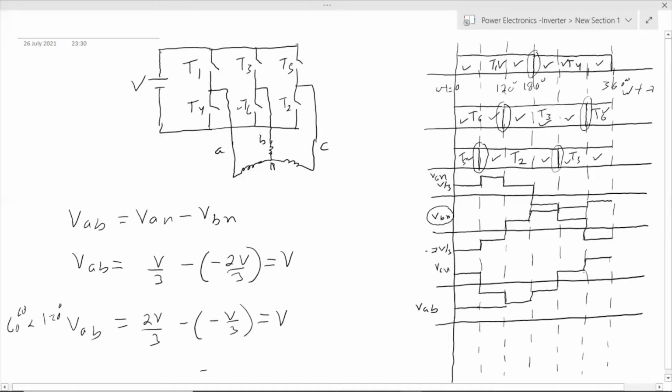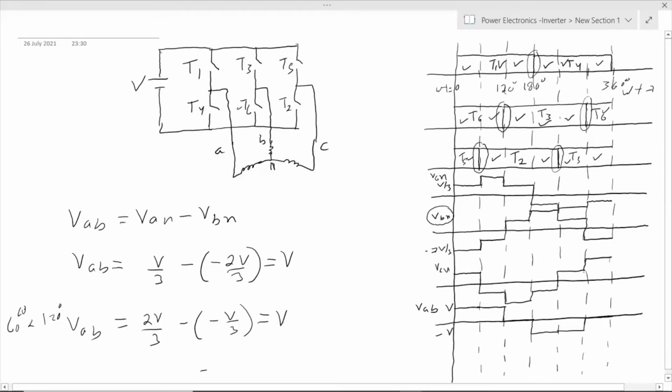Now from 120 degree to 180 degree, just see, VAN is V by 3 and VBN is also V by 3. So it will be 0. And in the next case, VAN is minus V by 3 and VBN is 2V by 3. So it will be minus V. And again in the next cycle, you can check that it is V, minus V, and then it is 0. So your line voltage is fluctuating between V voltage and minus V voltage.